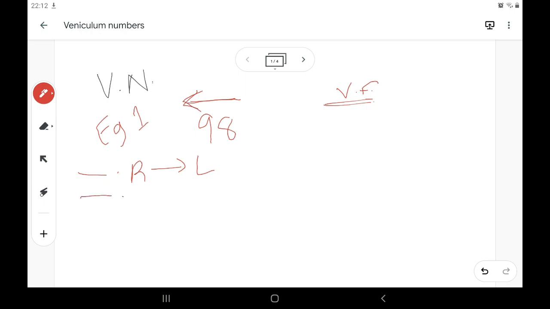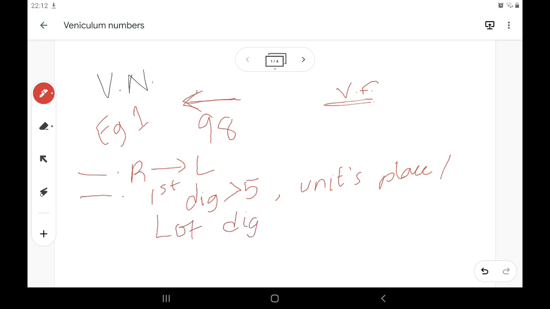Second, the first digit that's greater than 5, and it can be at the units place or to the left of a digit less than 5, should be replaced by its tens complement. This is the second rule.